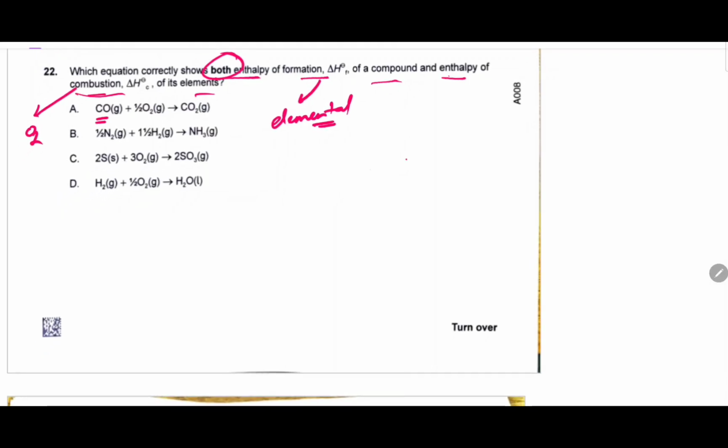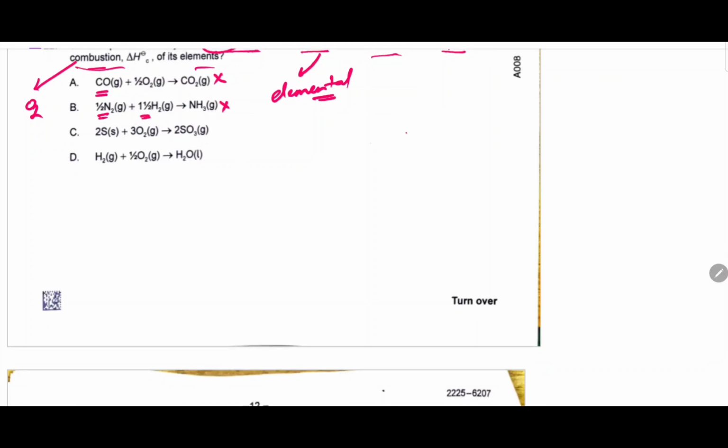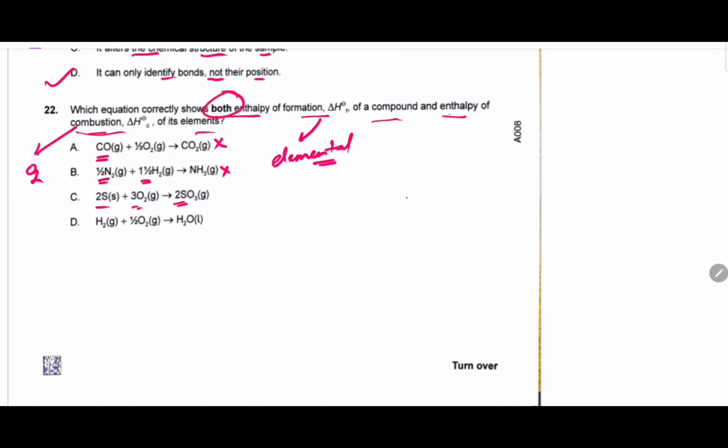If I see option A, it is carbon monoxide, which is not an element, therefore it could be a combustion, but it cannot be enthalpy of formation. Nitrogen reacting with hydrogen could be formation, but it cannot be combustion. Sulfur reacting with oxygen to form SO3 gas, this can be an elemental state of sulfur forming a compound SO3. It could be combustion as well as formation both, but since 2 moles are forming, it cannot be the answer.